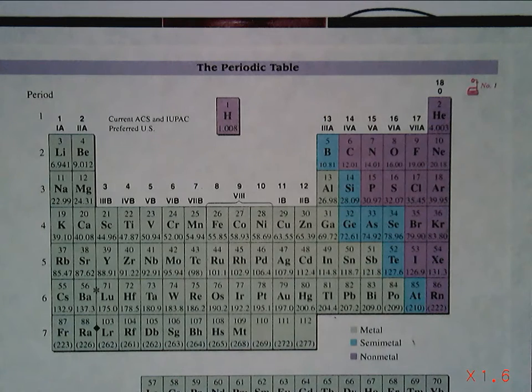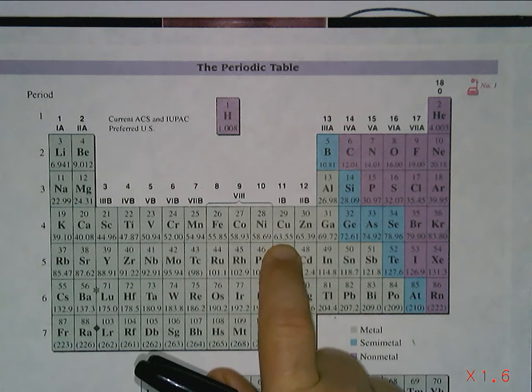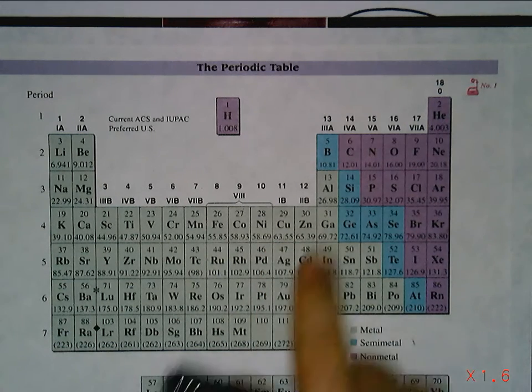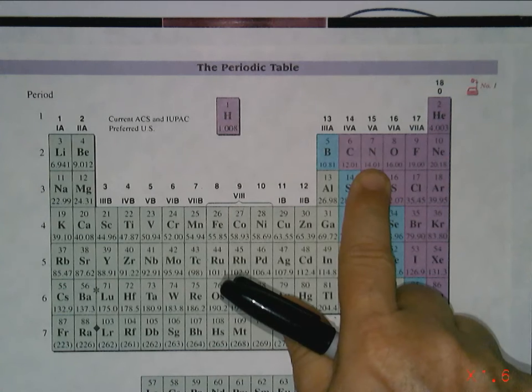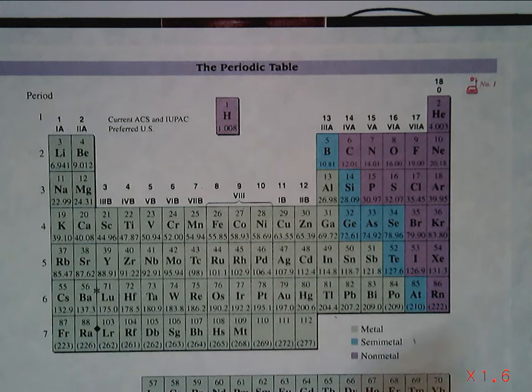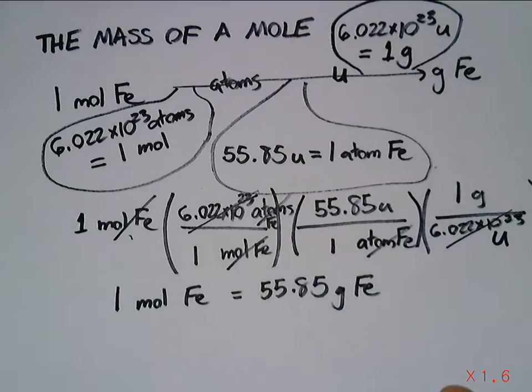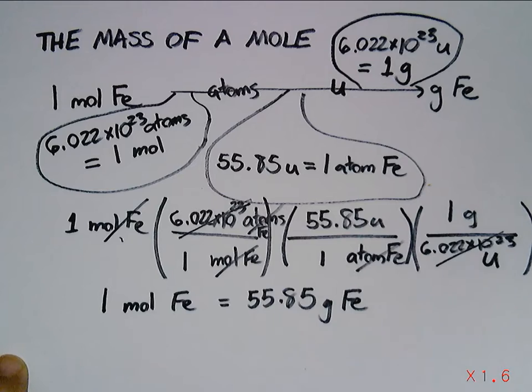What's the mass of 1 mole of copper? 63.55 grams of copper is the mass of 1 mole of copper. What's the mass of nitrogen? 14.01 grams of nitrogen, N, is 1 mole of nitrogen. So anywhere that I can write a conversion factor between atoms and atomic mass units, I can use that same number to write a conversion factor between grams and moles from the periodic table. How about water? Let's get the mass of 1 mole of water.